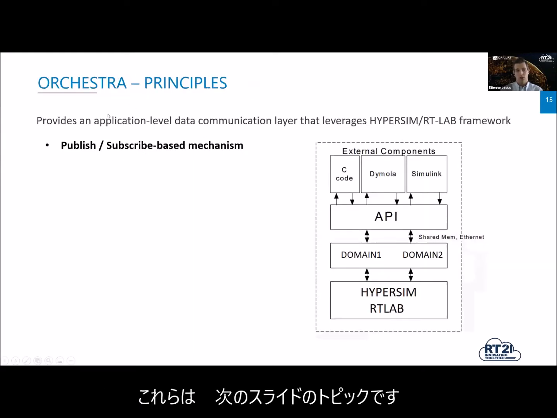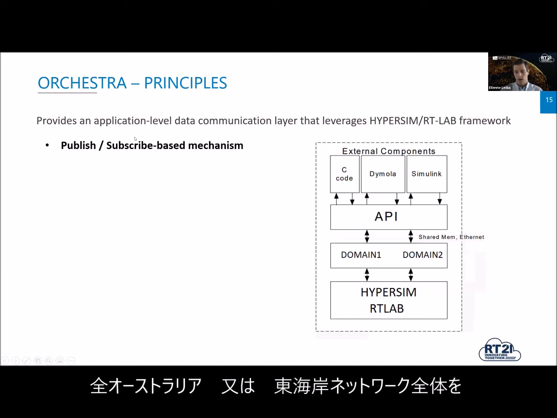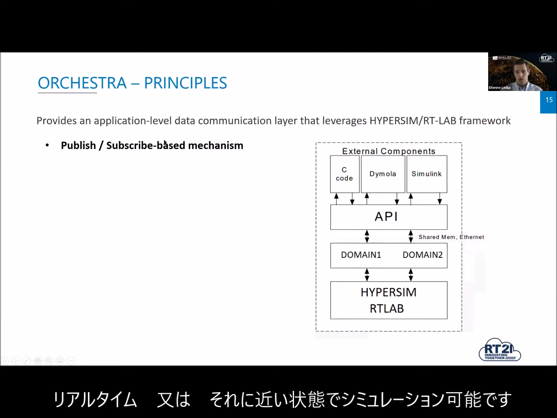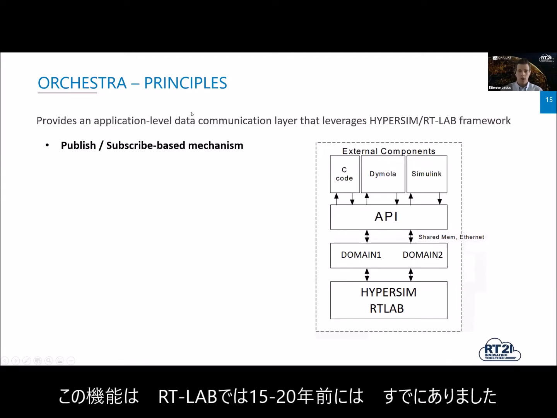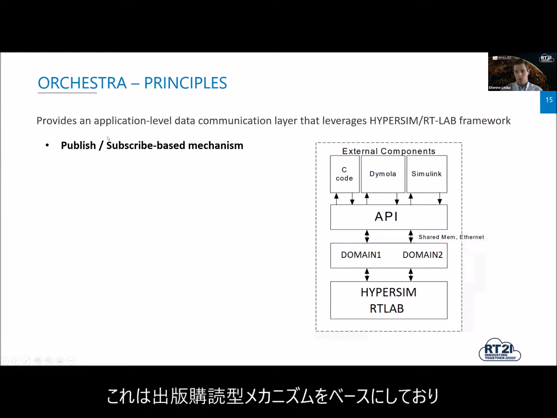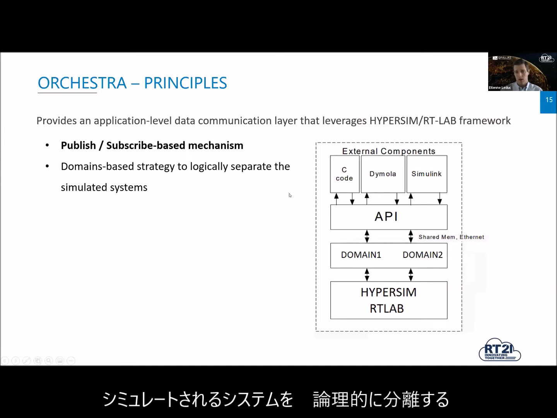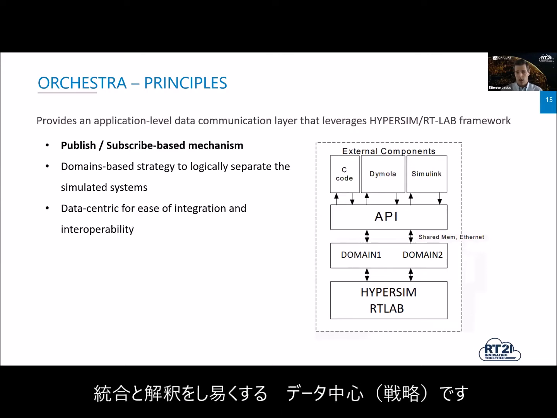To achieve the capability of simulating the entire Australian network, or the East Coast network, in real time or close to real time, I'll get to that later. We needed to add to HyperSim the capability of orchestrating this simulation. This is a technology that has existed in RT-LAB for almost 15 to 20 years. It is based on a publish and subscribe mechanism, a domain-based strategy to logically separate the simulated systems, and it is data-centric for ease of integration and interoperability.